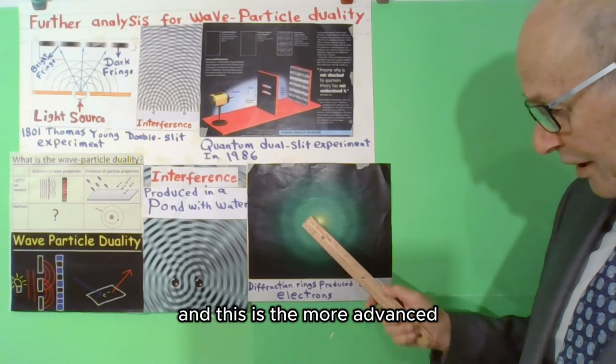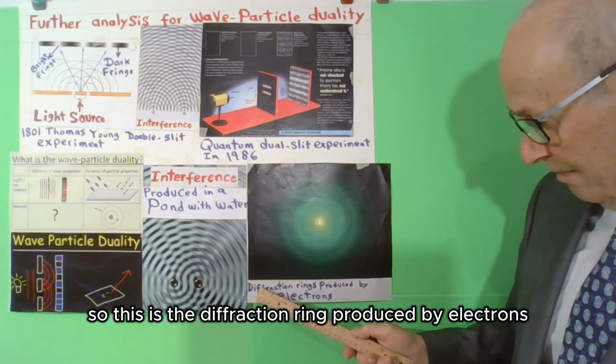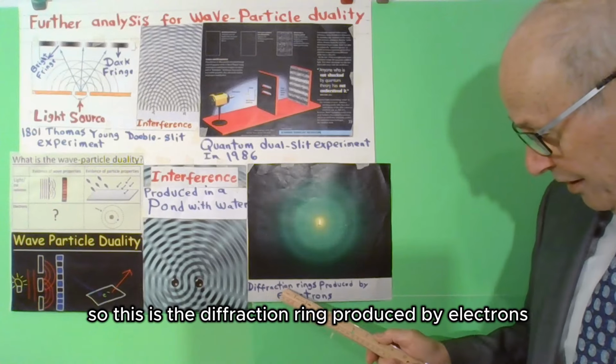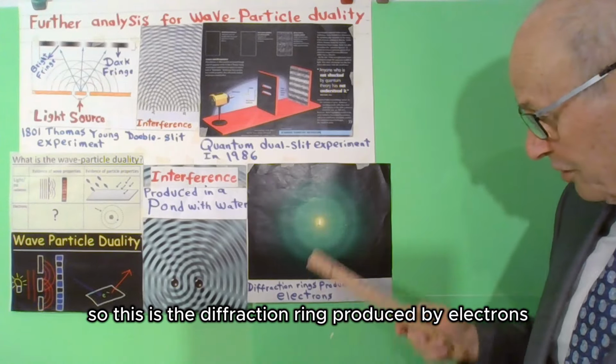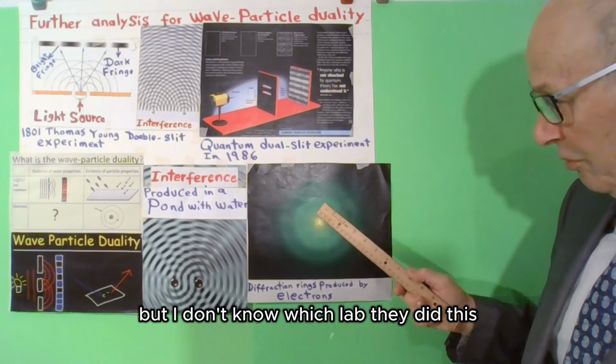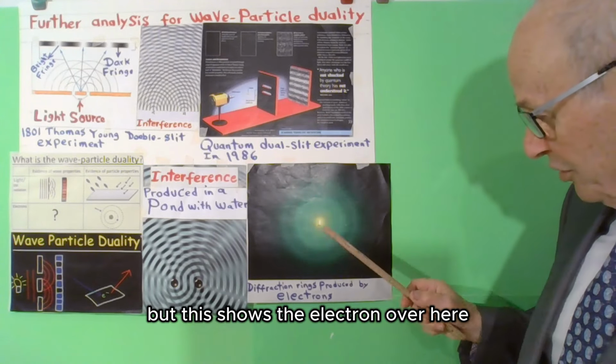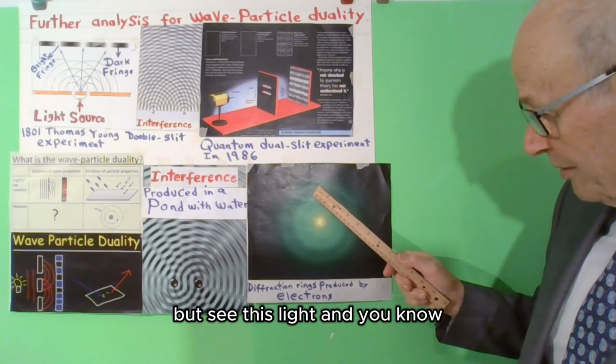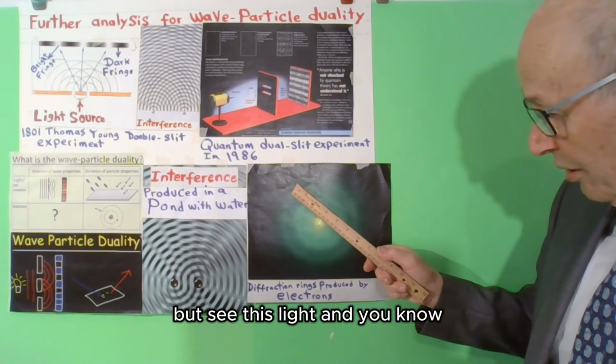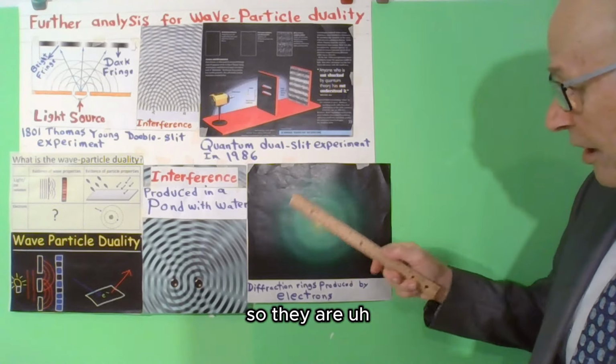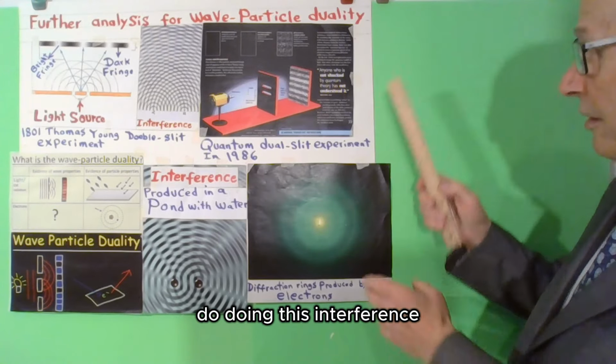And this is the more advanced. So this is the diffraction ring produced by electrons. Then you can see, but I don't know which lab they did this, but it shows the electron over here. But see this light and dark shades, so they are doing this interference.